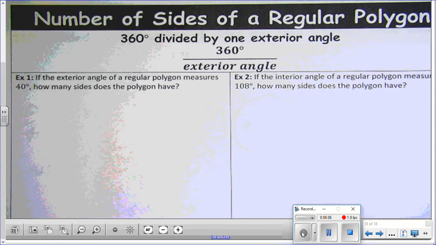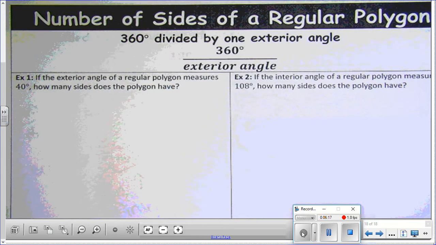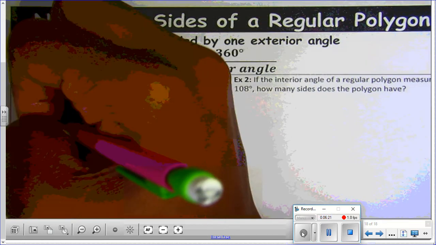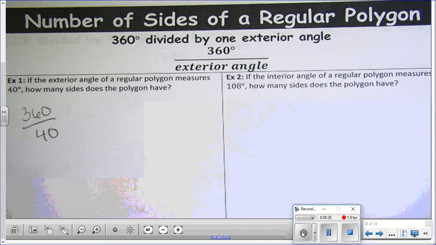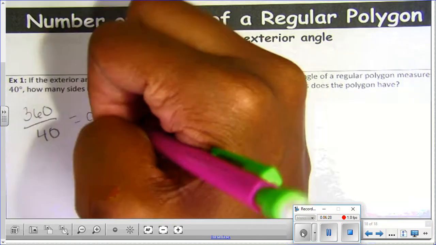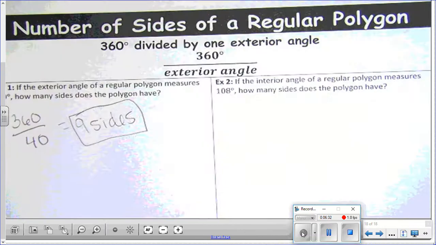Okay? So example 1, it says, if the exterior angle of a regular polygon measures 40 degrees, how many sides does that polygon have? Well, since we know all exterior angles add up to 360, and if it's regular, they're all the same, so we'll do 360 divided by 40, and we know that one is 9 sides. So that would be a nonagon.